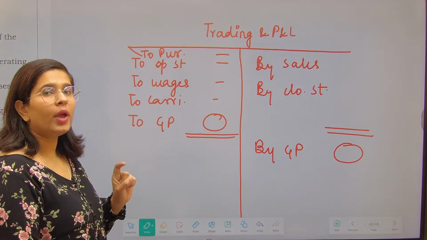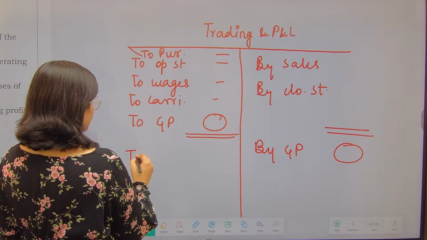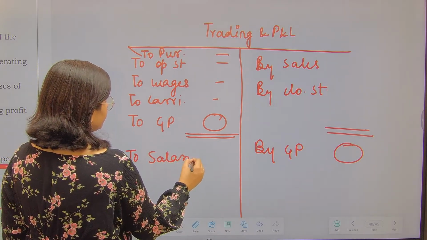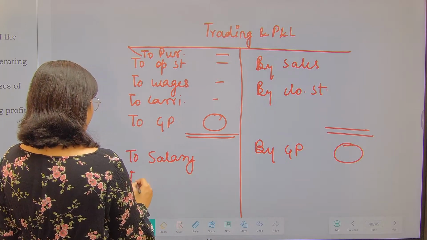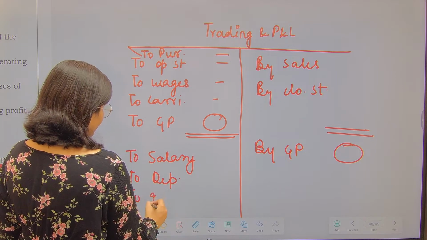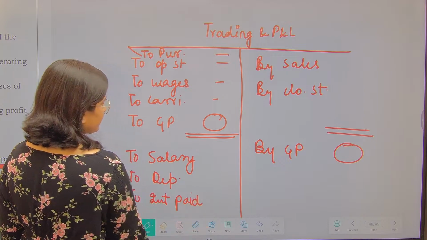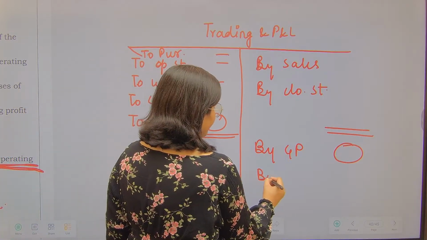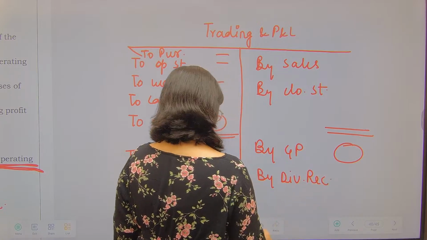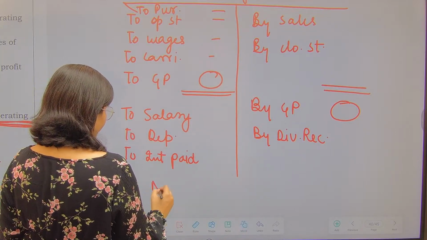Now you have to exclude all expenses, right? Now in these all expenses, to salary, right, to depreciation, to interest paid, here by dividend received, and after that I am going to calculate my net profit.